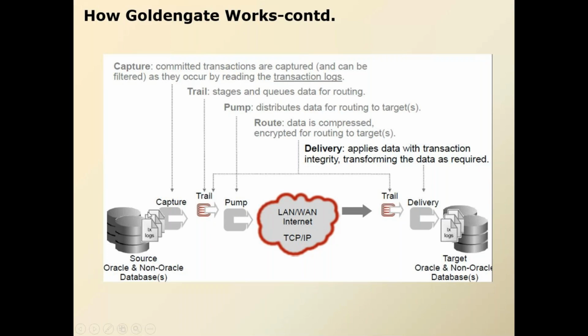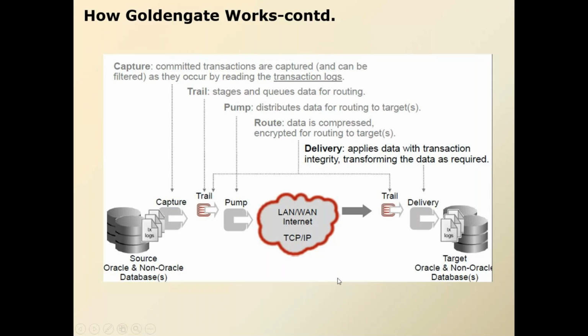So as soon as the capture process captures the data, it writes it to local trail. As soon as data becomes available into the local trail, the data pump process will read it, send it over the TCP/IP network and write it to the remote trail. As soon as data becomes available into the remote trail, the replicat process will read the data from the remote trail and apply it to the target database. So I again repeat, there are three processes involved here: capture, pump, and delivery. The capture process captures the data and writes to local trail. The pump process reads the data from local trail and writes it to remote trail. And then the replicat process reads the data from the remote trail file and writes it to the target database.